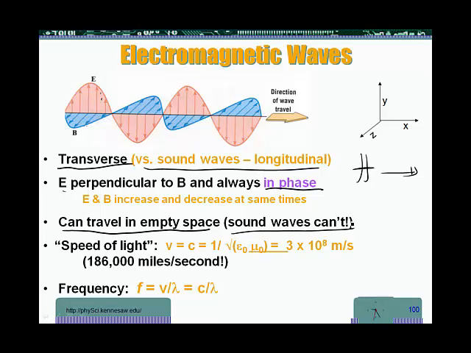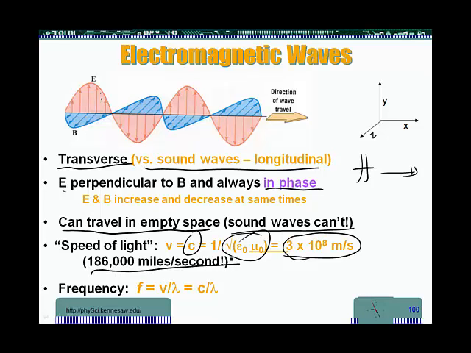Remember, sound waves, for example, cannot travel in empty space. The speed of light in vacuum is what we call c, and it is 3 × 10⁸ meters per second. Now, don't worry about this. We'll get to it later on. So it is 3 × 10⁸ meters per second in vacuum. It is lesser in other media.